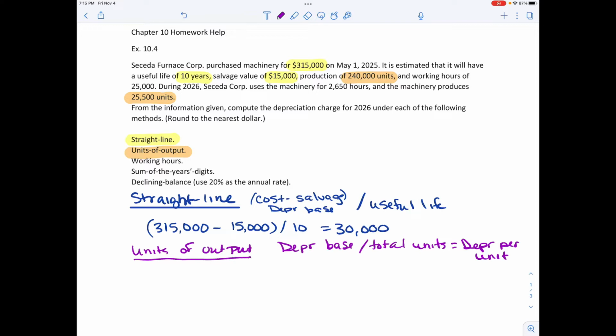So in this example, we're going to take that depreciation base, which I've already figured out to be 300,000, divide that by my total units of 240,000, and that's going to give me $1.25. So for every unit I produce each year, I'm going to take that $1.25, multiply it by the number of units. So here this would be 31,875.